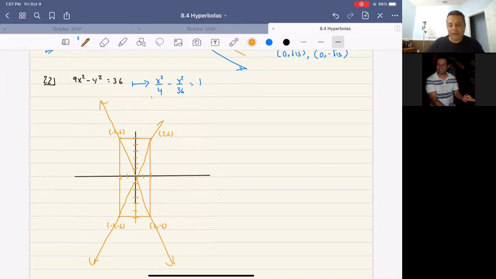Okay, now, where are we going to put our vertices? Our vertices, remember, they're the ones that make sense. So here, y equals 0 is the one that makes sense. So y equals 0, x is plus or minus 2. That's these points there.